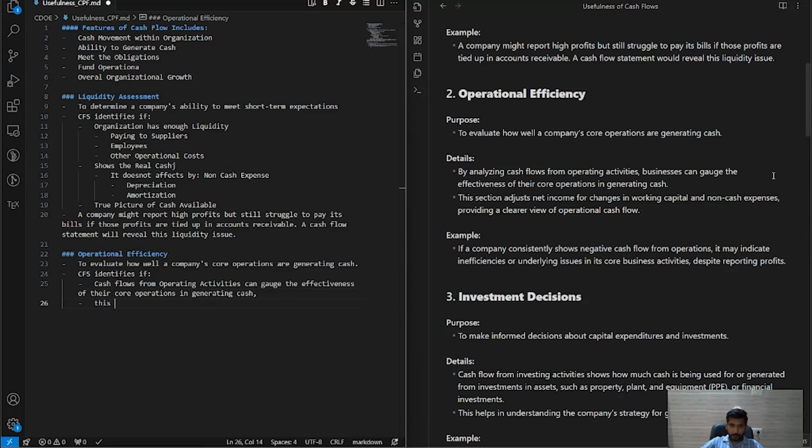Also, this adjusts net income for changes in working capital and non-cash expenses, providing a clearer view of operational cash.